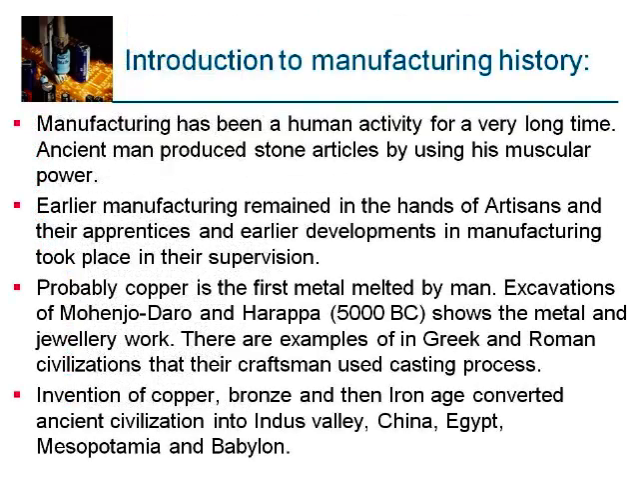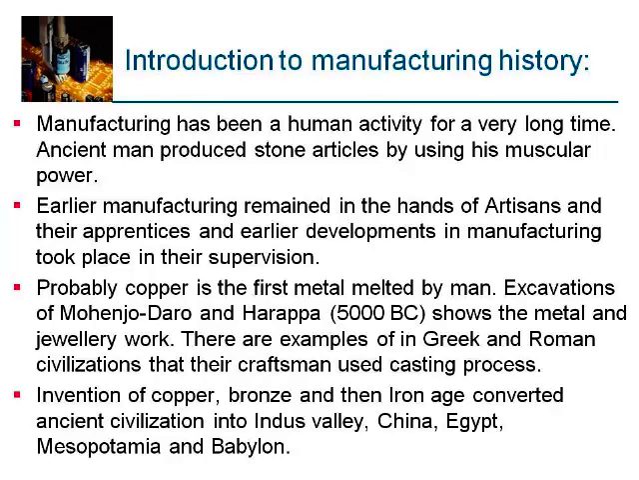Manufacturing has been a human activity for a very long time. Ancient man produced stone articles by using his muscular power. Earlier, manufacturing remained in the hands of artisans and their apprentices, and the earlier developments in manufacturing took place under their supervision. Probably copper is the first metal melted by man.